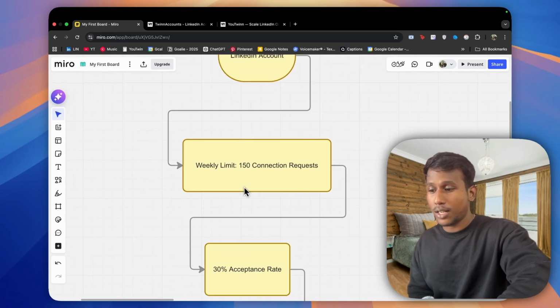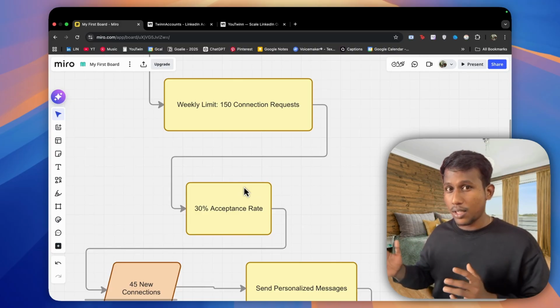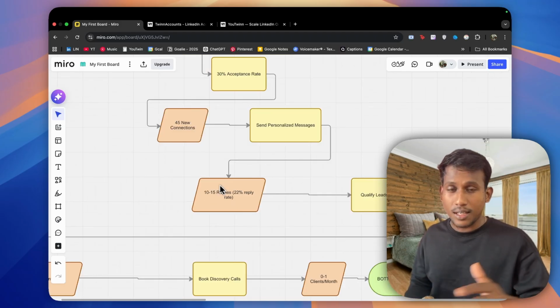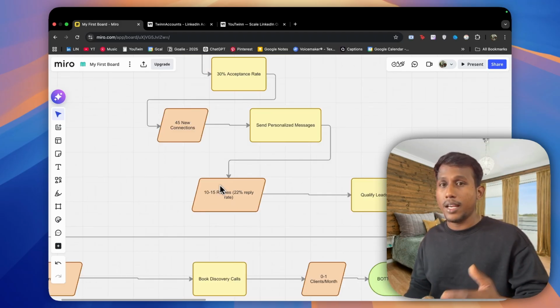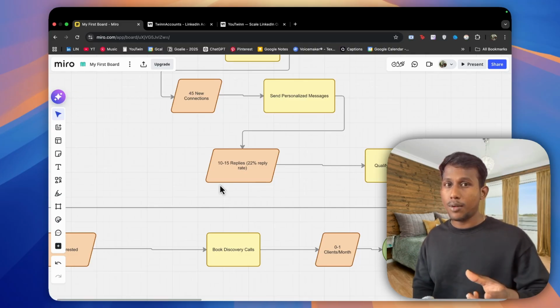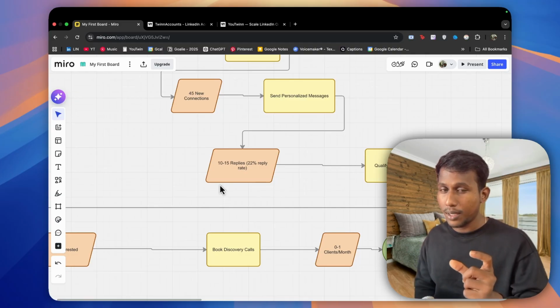Let's say you send out the connection requests. The average is around a 30% acceptance rate, so you will get 40 to 45 new connections that you can reach out to. If you just run the metrics, you're barely booking any calls from reaching out to 40 people. So the main bottleneck that we have to bypass is the connection limit LinkedIn has.